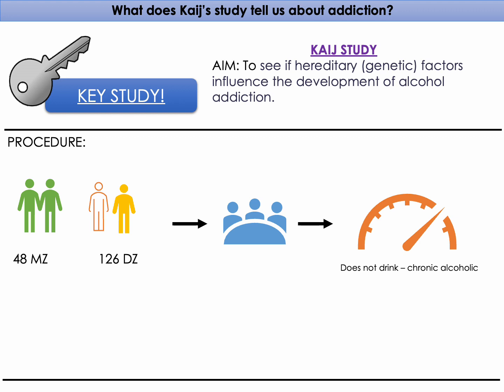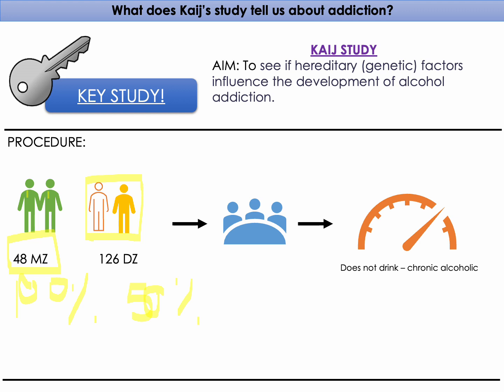So the participants ended up being 48 MZ twins, so they are identical twins, which is why I've put both of these stickmen in green to represent they have 100% of their DNA in common, compared to DZ twins, which stands for dizygotic, and MZ stands for monozygotic. They are non-identical twins, so they only share 50% of their DNA, which is why I've put them in two different colours. So the idea is, by comparing identical twins to non-identical twins, we can produce a concordance rate.